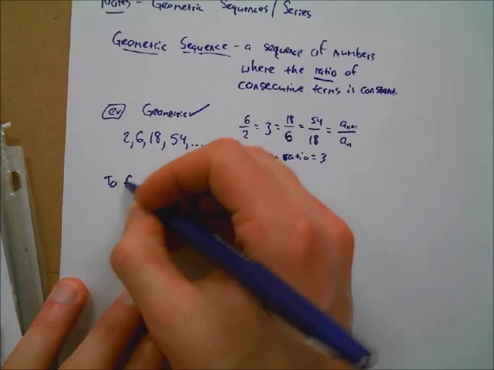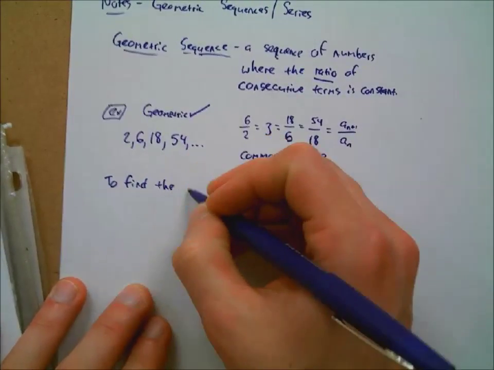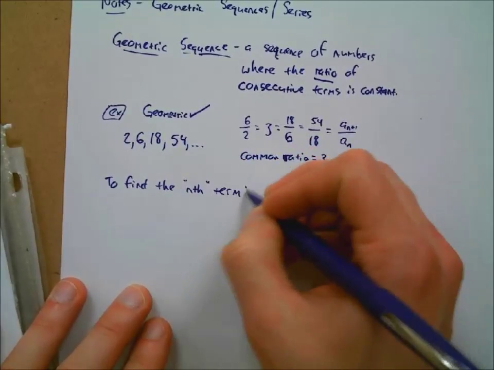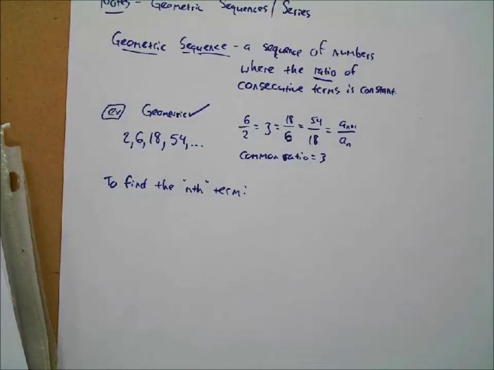To find the nth term, so remember yesterday we talked about how to find the nth term of an arithmetic sequence. Because yesterday we were repeatedly adding the same number over and over again, we ended up just using what mathematical operation? Multiplication, right? Well, here we're multiplying by the same number over and over again, so what kind of idea should we use now? Exponents, right? Exponents show repeated multiplication.